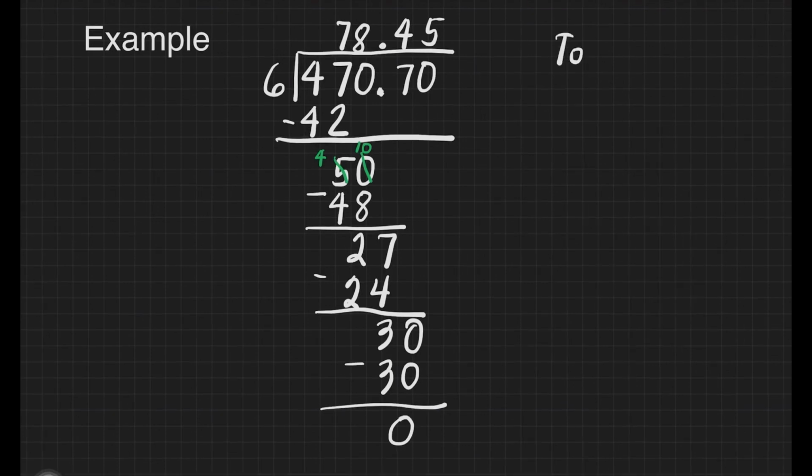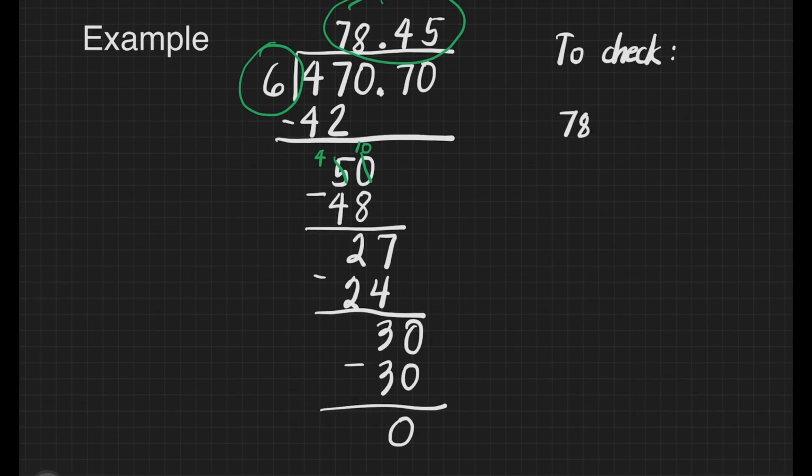We have to check our answer. We need to multiply 78 and 45 hundredths by 6. If the product is equal to 470 and 70 hundredths, it means 78 and 45 hundredths as our answer is correct. So let's start. 78 and 45 hundredths times 6. 6 times 5 is equal to 30. Write 0 here. Carry 3 at the top of 4. 6 times 4 is equal to 24, plus 3 is 27. Write 7 and carry 2 at the top of 8. 6 times 8 is equal to 48, plus 2 is 50. 7 times 6 is equal to 42, plus 5 is 47.